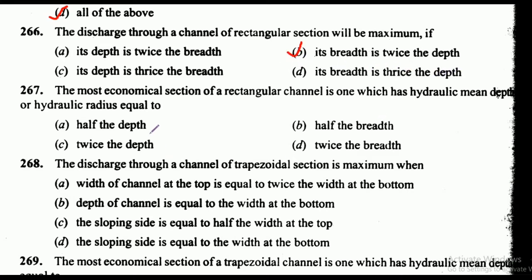Next is the most economical section of a rectangular channel is one which has hydraulic mean depth or hydraulic radius equal to. Here friends, these are the options, and here correct answer is option A, that is half the depth. Next is the discharge through a channel of trapezoidal section is maximum when. Here friends, these are the options, and here correct answer is option C, that is the sloping side is equal to half the width at the top.